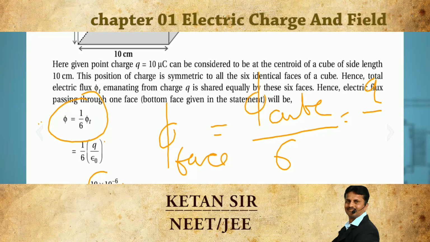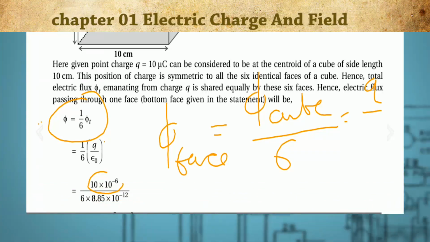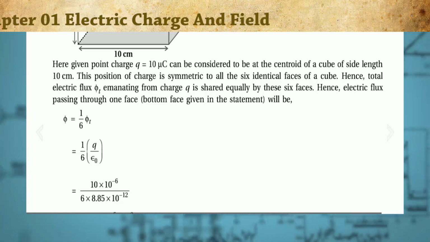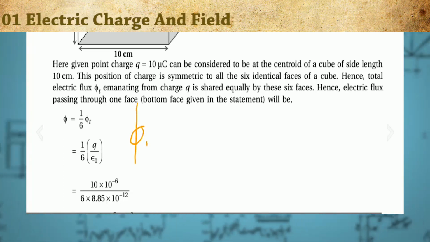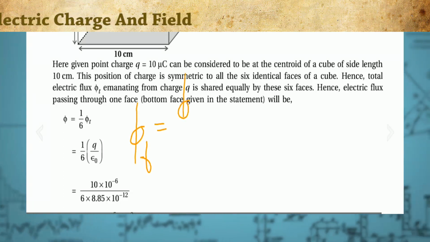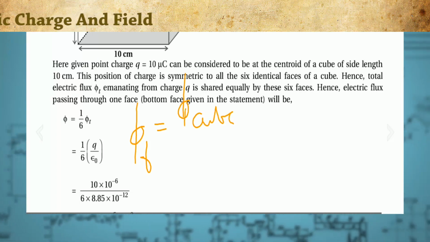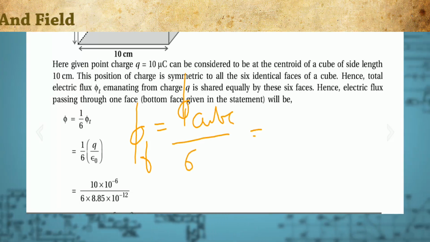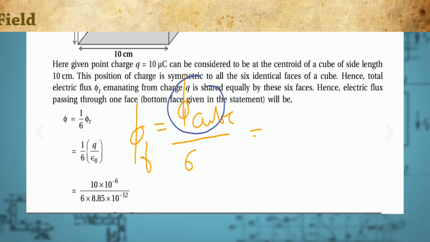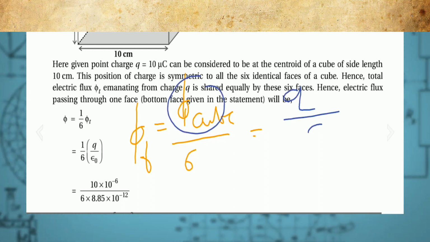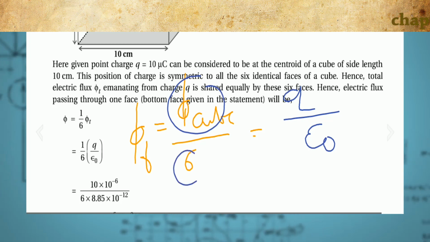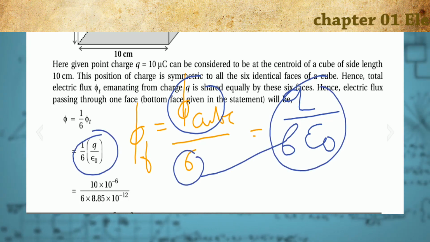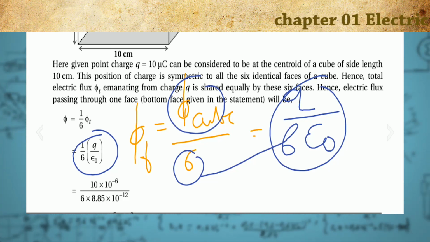Phi is q by epsilon 0. We write once again: phi of face is equal to phi of cube upon 6. Phi of cube has a value q by epsilon 0, and this 6. Therefore the formula is q by 6 epsilon 0.